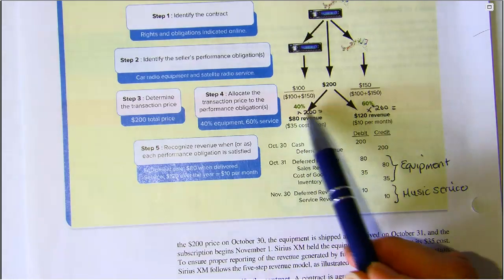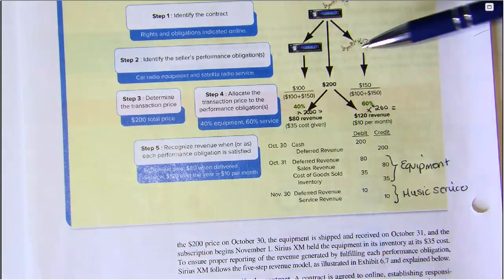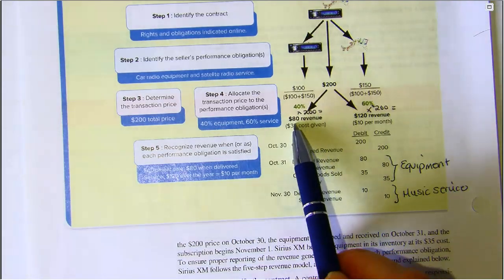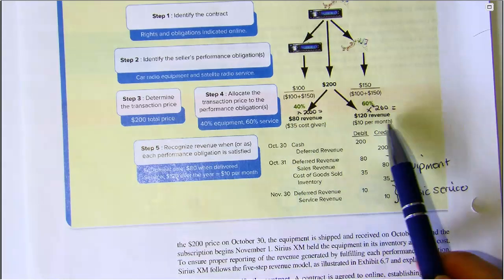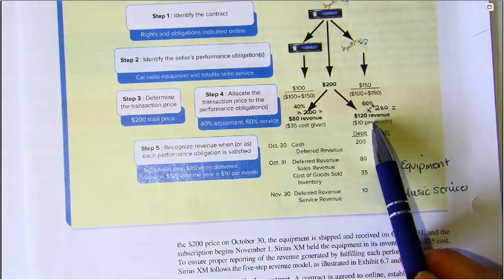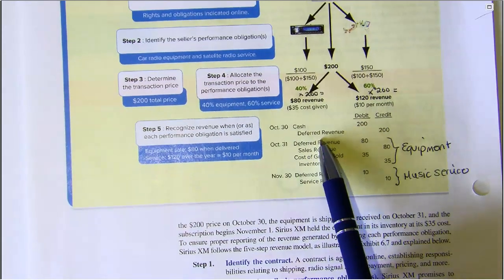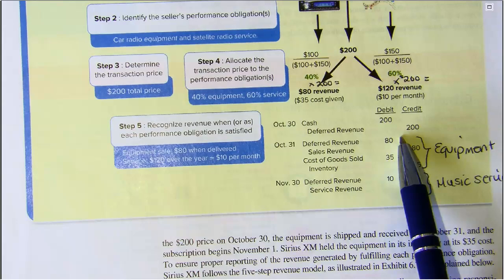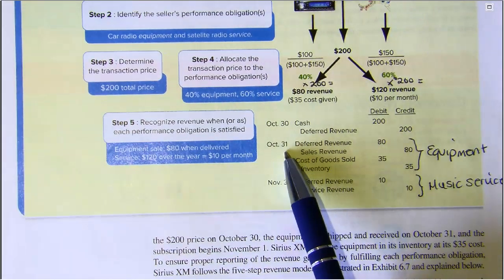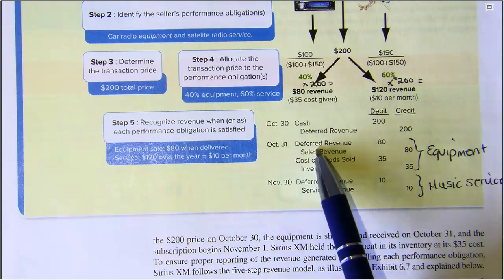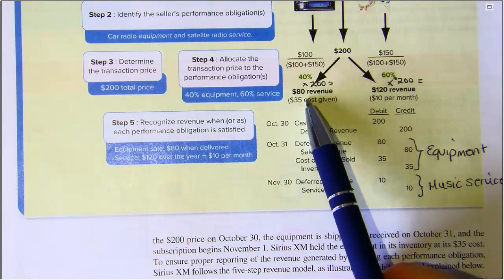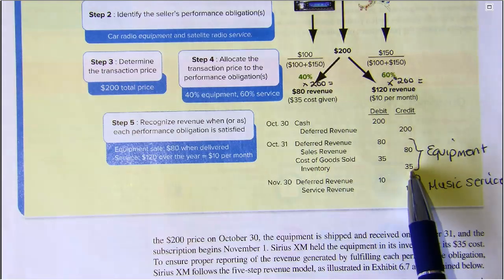And then we would take those percents and multiply them by the bundled price to split it up, so that $80 would be the amount attributed to the equipment and $120 would be attributed to the music service contract. Okay, so when you first receive payment, you're going to debit cash and credit deferred revenue for the entire amount that you receive. On October 31st, if the equipment is delivered, you can then debit deferred revenue and credit sales revenue for the amount attributed to the equipment. And then, of course, remove that from inventory as well.